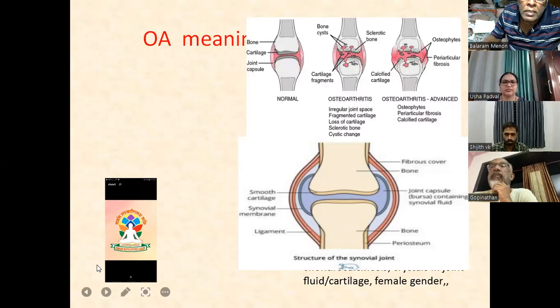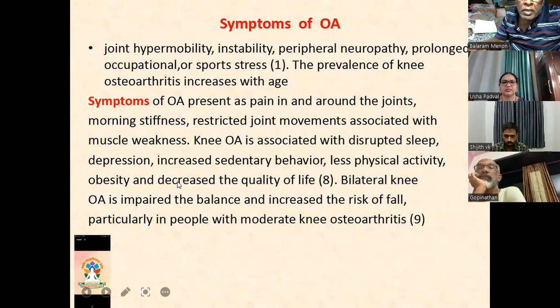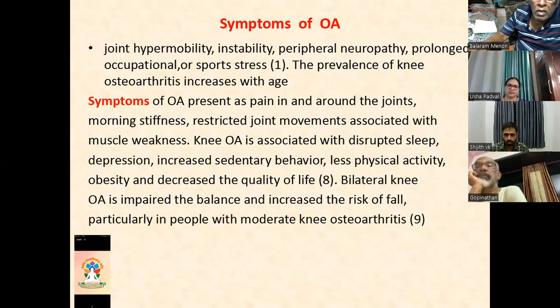Next. Joint instability, peripheral neuropathy, prolonged occupational and sports stress. The prevalence of knee osteoarthritis increases with age. Symptoms of osteoarthritis present as pain in and around the joints, morning stiffness, restricted joint movement associated with muscle weakness. Knee osteoarthritis is associated with disrupted sleep, depression, increased sedentary behavior, less physical activity, obesity, and decreased quality of life. Bilateral knee osteoarthritis impairs balance and increases the risk of falls, particularly in people with moderate knee osteoarthritis.